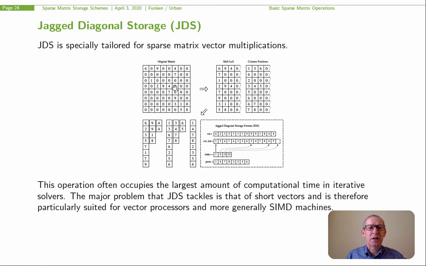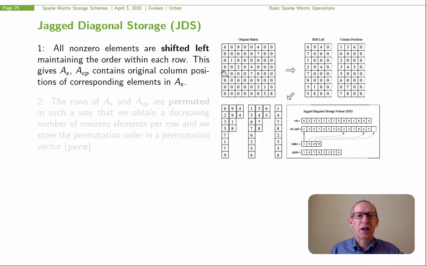So starting with this matrix, or let's do it on the next page. So we have this matrix given. We shift everything to the left, the same as for the compressed diagonal storage in some sense. And additionally, we also store the indices for the column.